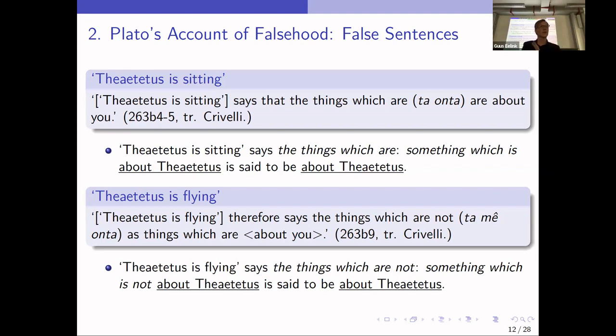Now, for those of you who were here when Paolo Crivelli gave a talk earlier this year, it's interesting to note that things get a little more complicated once you consider negative false statements, such as Theaetetus is not sitting. It's not quite obvious how those sentences say what is not in an analogous fashion. But it's an interesting complication that I don't want to consider today, but I just want to mention it because Paolo discussed it in this very colloquium earlier this year.